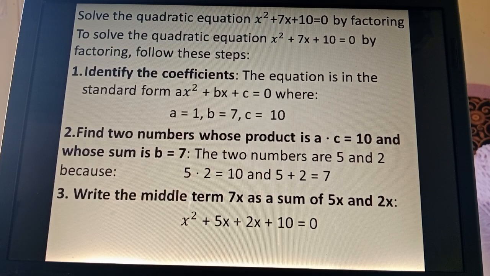The equation is in the standard form ax squared plus bx plus c is equal to 0, where a equals 1, b equals 7, and c equals 10.